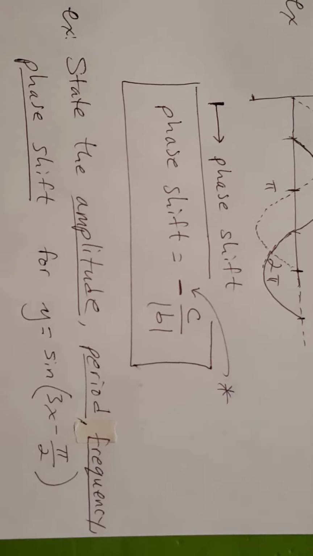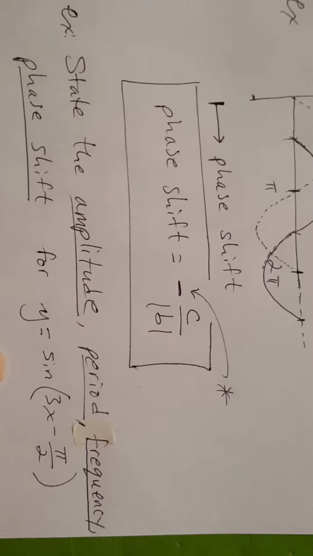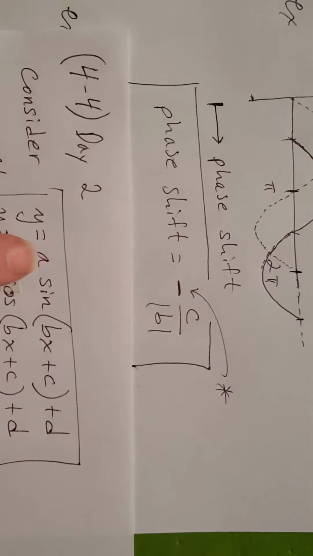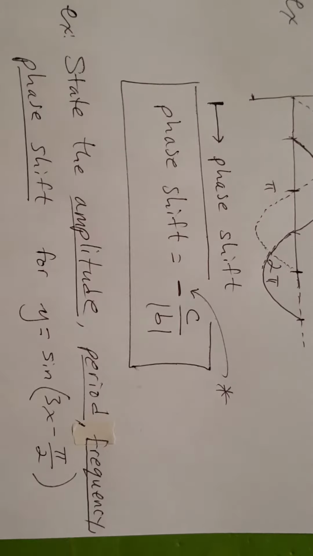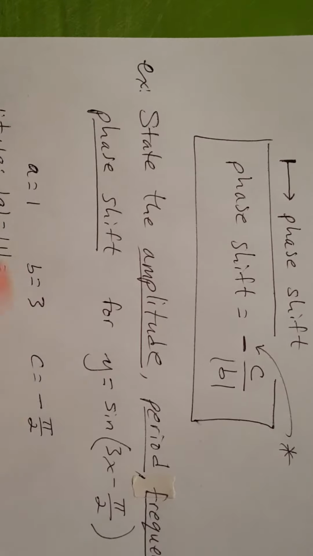Okay, first thing you should do, since these numbers represent from the formula at the beginning, remember the formula at the beginning? A, B, C, and D. Well, we don't have D yet. We'll save that for tomorrow. Our A is 1. Our B is 3. And our C is negative pi over 2.